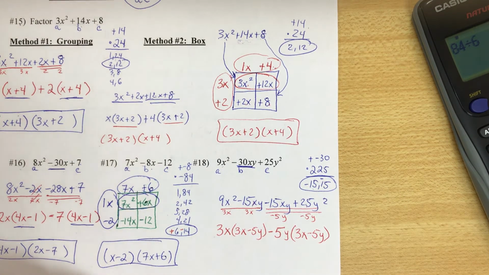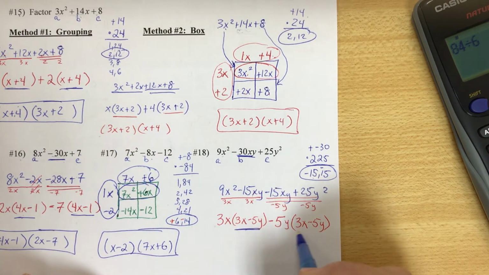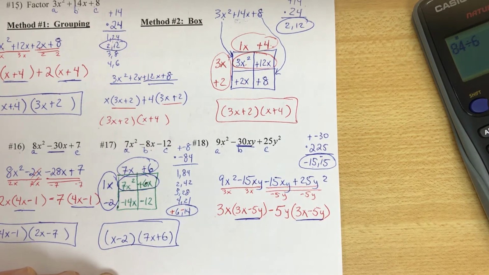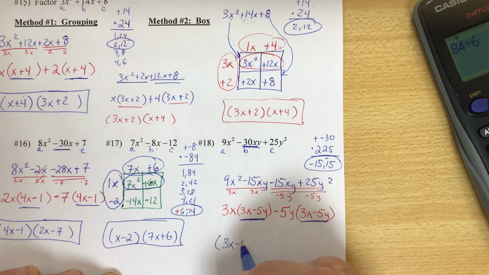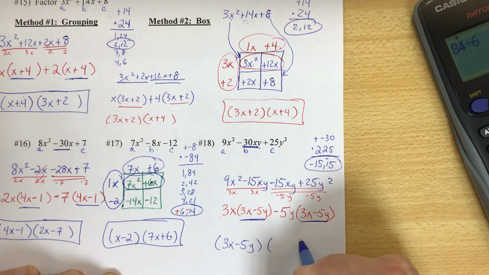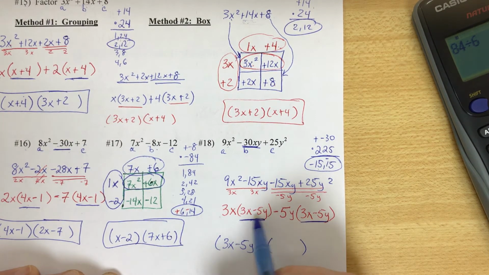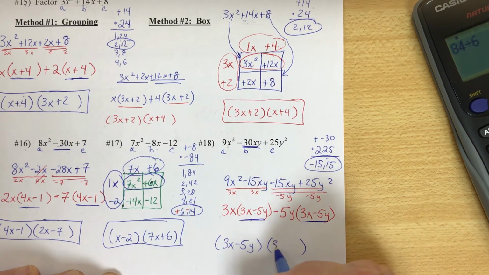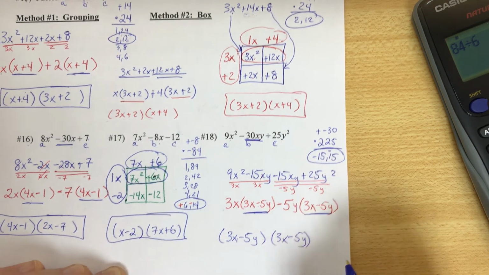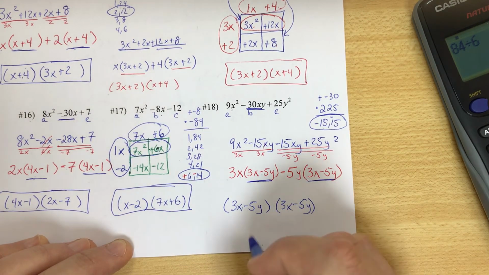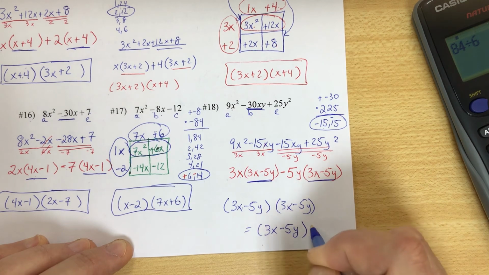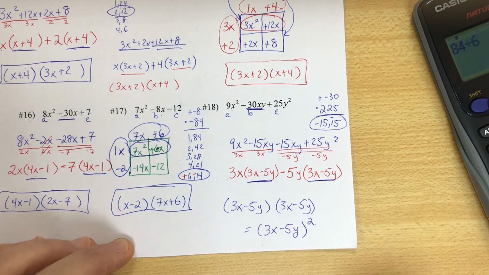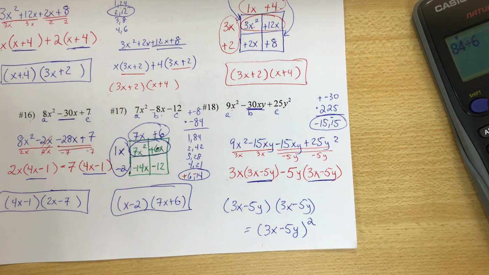You know you're doing this right if these are now the same. Because if they are, then we can factor that out. That's a common factor, so 3x minus 5y. Now what's left, if we pull this factor out, we're left with 3x. And in this one, we pull it out, we're left with minus 5y. Notice that these are identical, so we can write this as parentheses 3x minus 5y squared. And that is the end of part 3.